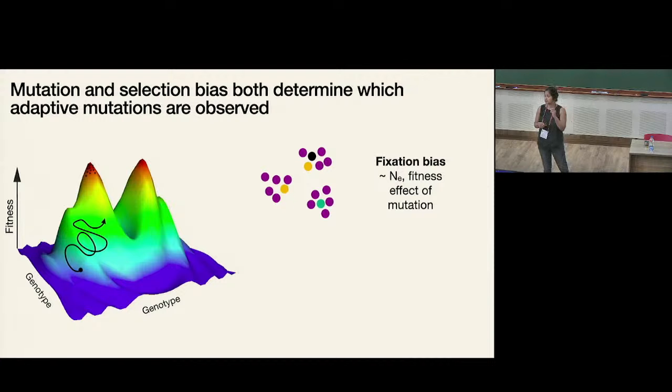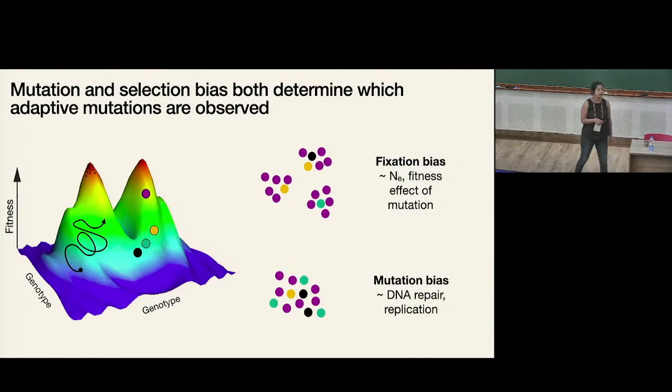So the first thinking might be that the purple allele is very beneficial, and maybe it fixes again and again in these populations because these populations are large. They're able to find the fittest allele and fix it. Everybody with me so far? This kind of bias is called fixation bias, where highly beneficial alleles are more likely to fix in populations.